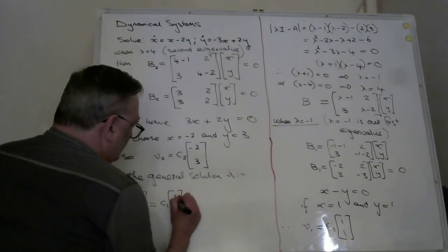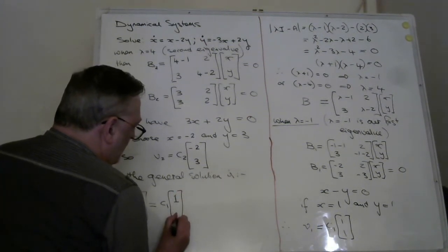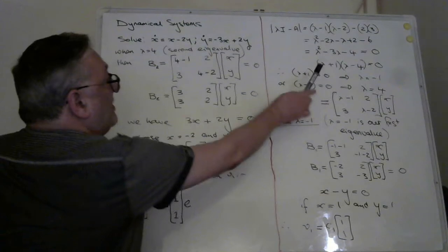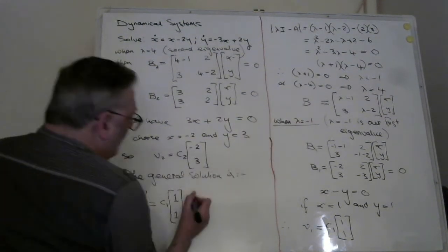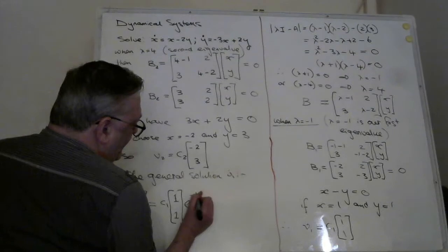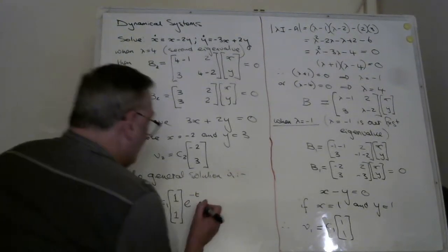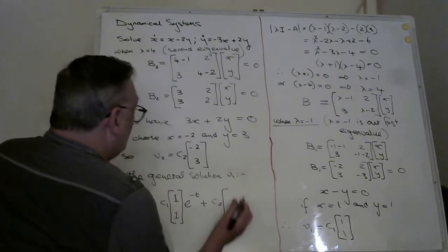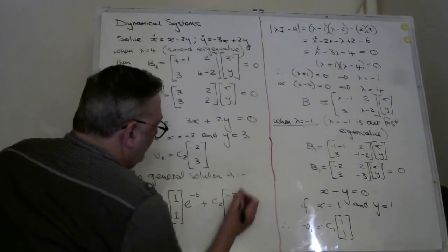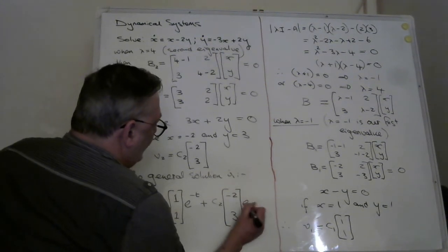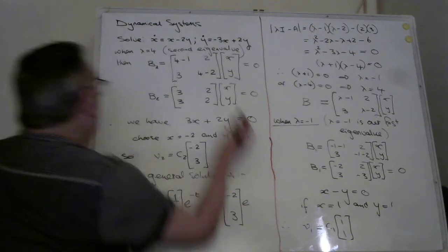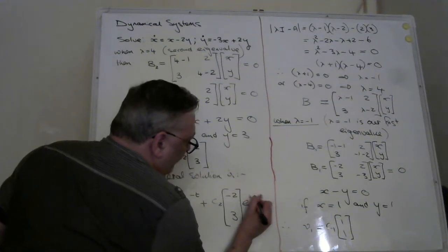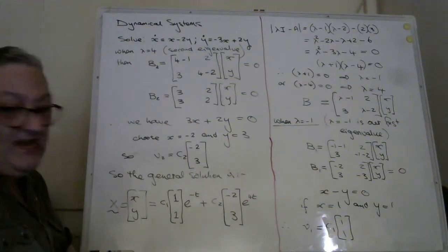I'm trying to make these ones look a little bit more convincing so that you can see what I'm writing. Times an exponential, well, it's minus 1, so we're going to have a minus 1t here, or just e to the minus t, plus C2 times minus 2, 3 times e to the power, well, we've got an eigenvalue of 4, so it's going to be plus 4t. And that basically is your answer.